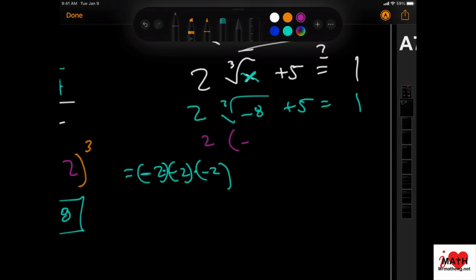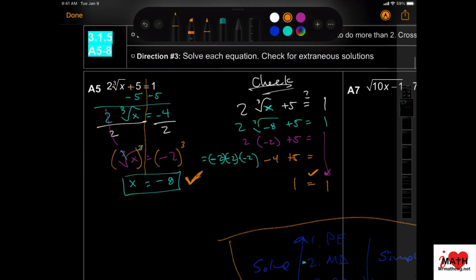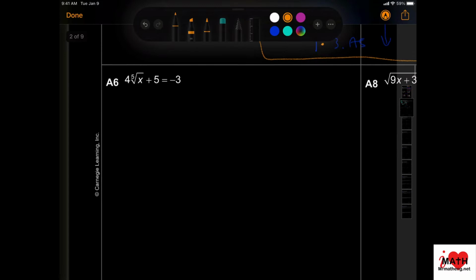So this is really just the same on the right side. So negative 4 plus 5, and this is positive 1. So is 1 equal to 1? That is true. So x equals negative 8 is our solution for A5. Let's move on to A6.